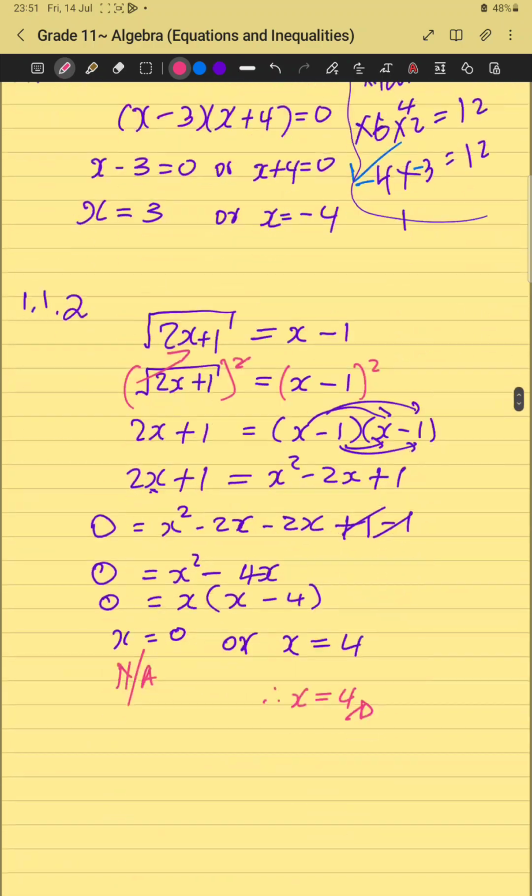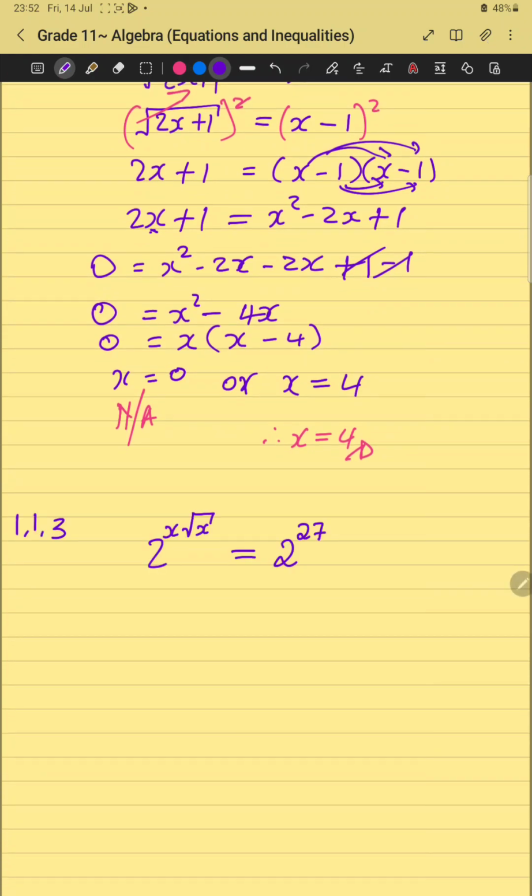Now let's look at 1.1.3. So here, guys, there's a rule that says if the bases are the same, like here we've got 2 and we've got 2 on the other side, the rule says you just ignore those 2 bases, and then you just equate the exponents. So we've got x times the square root of x, which is equal to 27, and we just solve this one. So we have x times x to the power 1 over 2 is equal to 27.